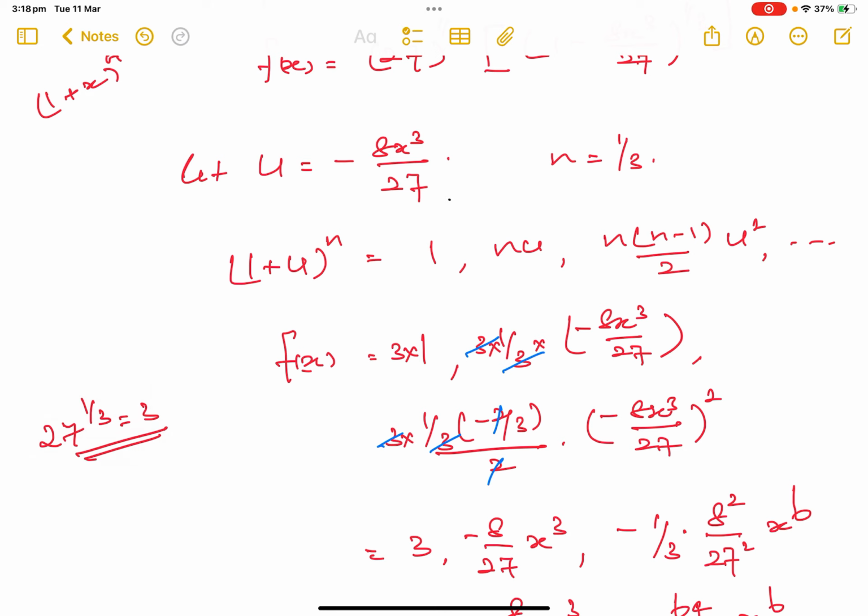So the first term is 3 times 1. And the second term, n times u, n is 1/3, and we are multiplying by 3 as well, 3 times 1/3, and u is minus 8x cubed over 27. And the third term, you just keep that 3, multiply by 3. n is 1/3, and n minus 1 is minus 2/3, over 2, times minus 8x cubed over 27 squared.